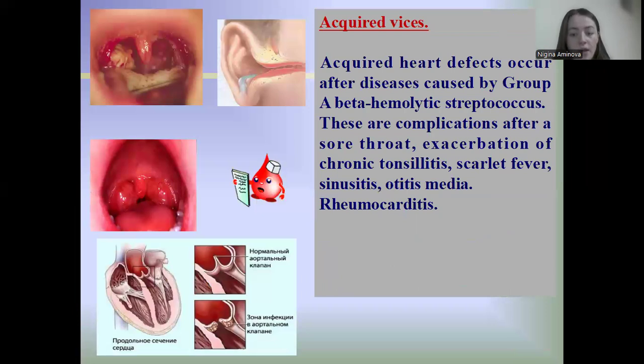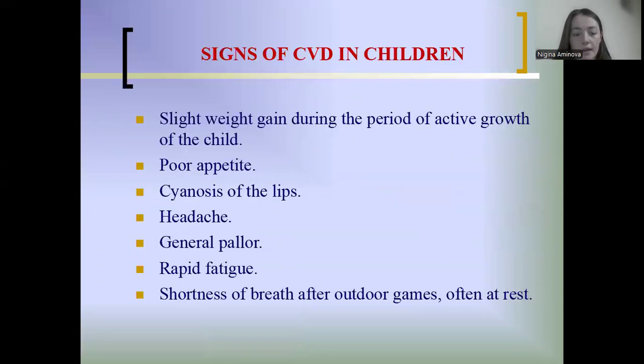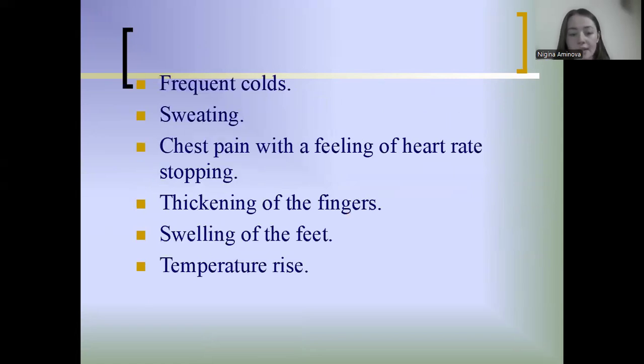Acquired defects. Acquired heart defects occur after diseases caused by group A beta hemolytic streptococcus. These are complications after a sore throat, exacerbation of chronic tonsillitis, scarlet fever, etc. The signs of CVD in children: slight weight gain during the period of active growth of a child, poor appetite, headache, general pallor, rapid fatigue, etc.